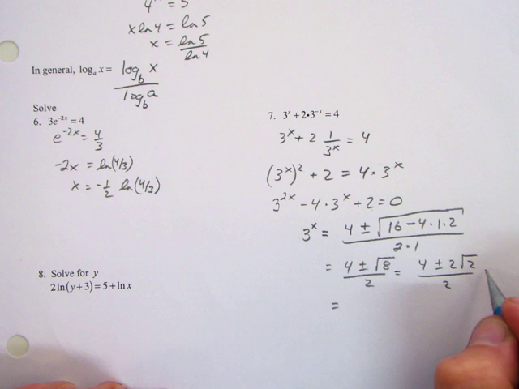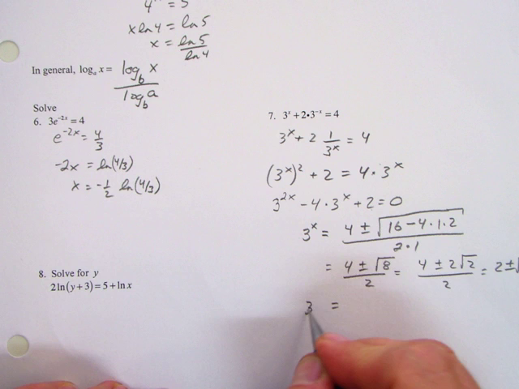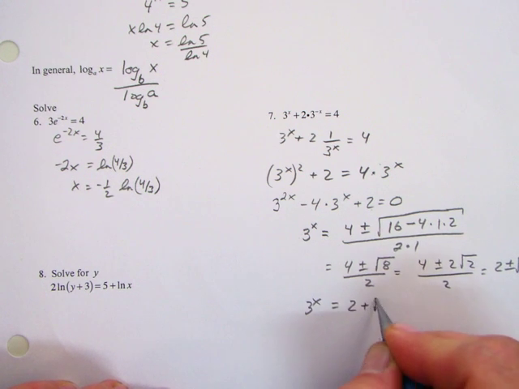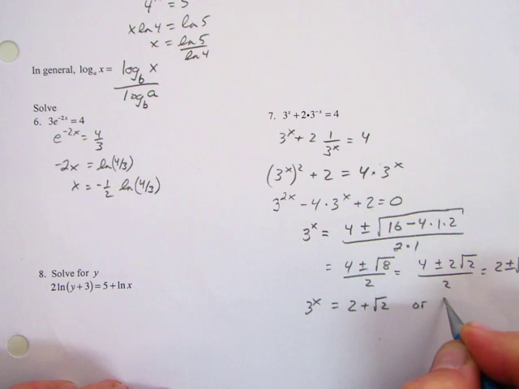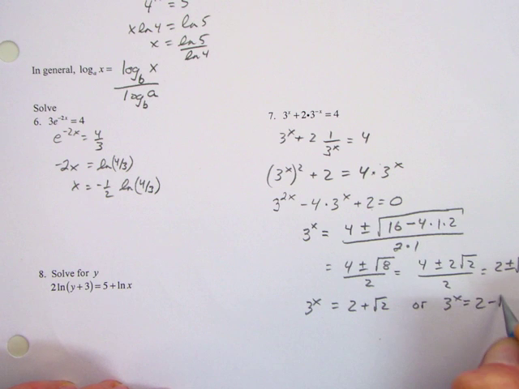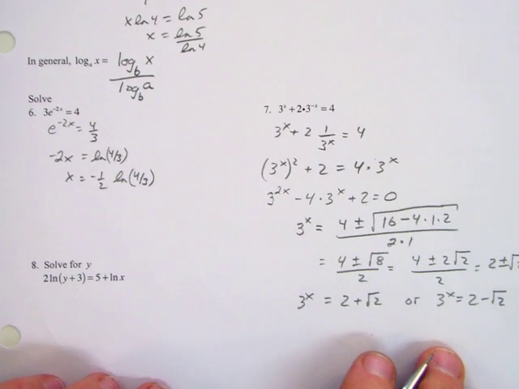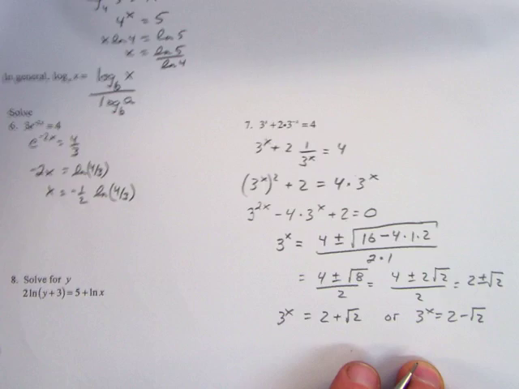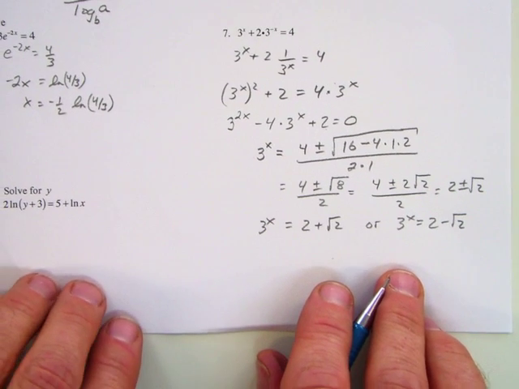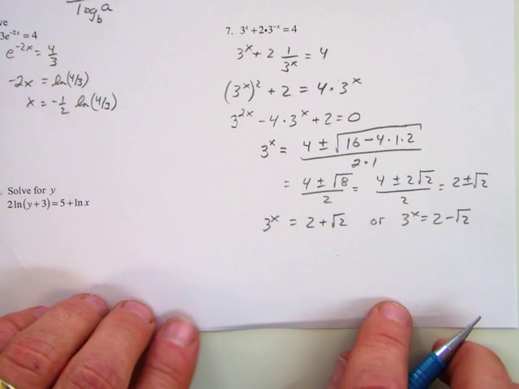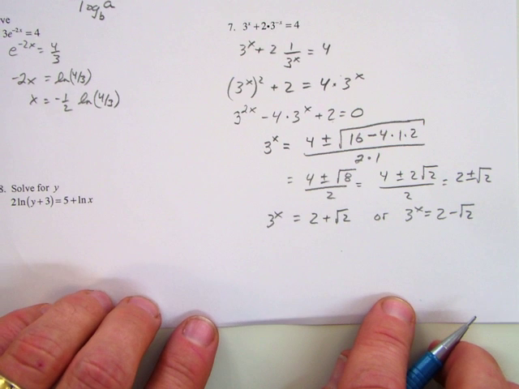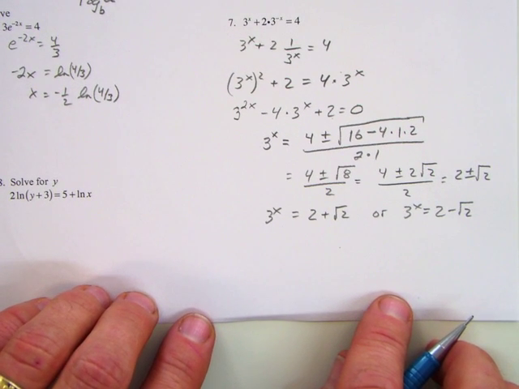So we have 2 plus or minus root 2, which means 3 to the x equals 2 plus root 2, or 3 to the x equals 2 minus root 2. Now, one thing you have to be able to do here is recognize, because if you're testing on something like this and you didn't have a calculator, you need to be able to determine if this is possible or not.